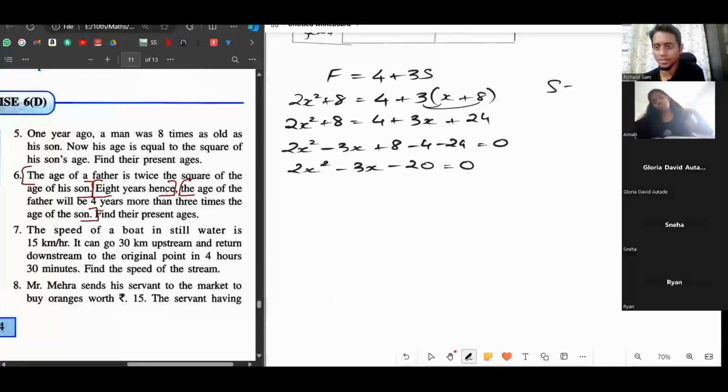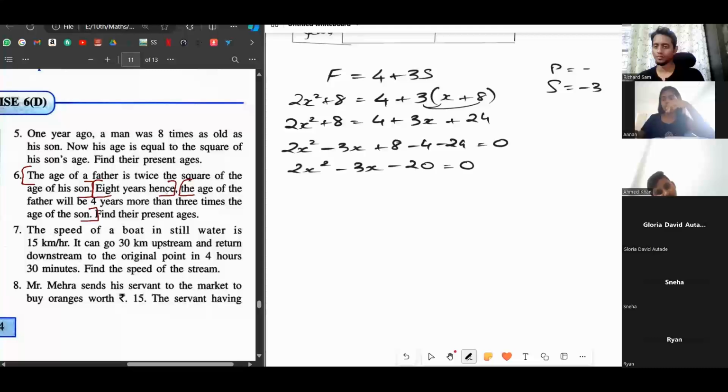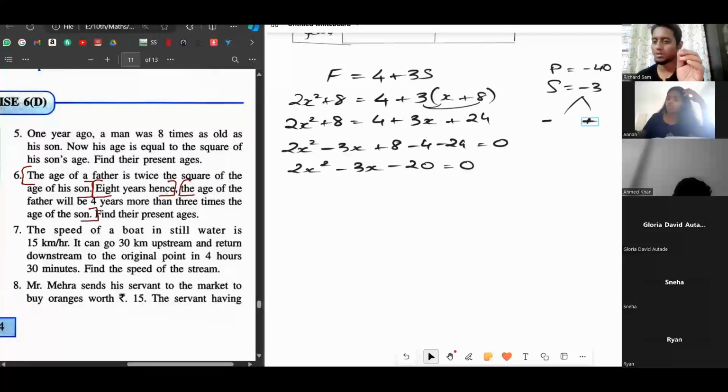Okay, what's the sum here? Sum is minus 3. And the product is what? 2 into minus 20, which is minus 40. Since the product is negative, listen everyone, those of you who are not getting the sum and product, how do we think? First we look at the product. The product is negative, which means one number is positive, one number is negative. Then you look at the sum. Since the sum is negative, that means the bigger number is negative and the smaller number is positive. Okay, so minus and then plus.